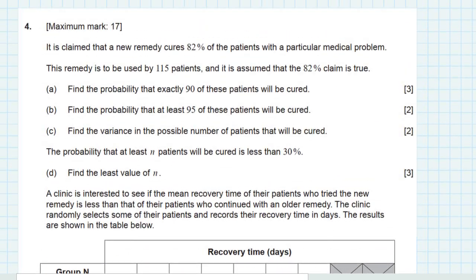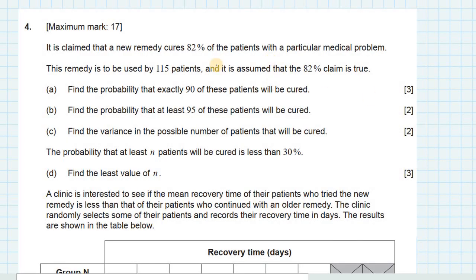Okay, in this question, we have a probability of 82%, which is 0.82, to be successful, and this is done to 115 patients, as it is claimed that 82% is true. Question A: find the probability that exactly 90 of these patients will be cured. This is a binomial situation where it can be success, it can be failed.